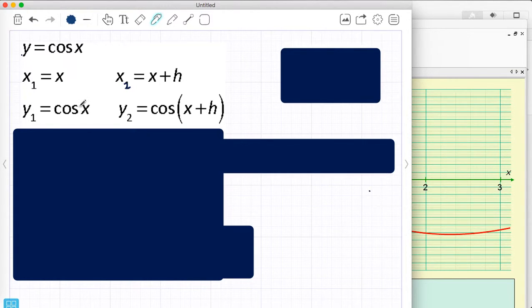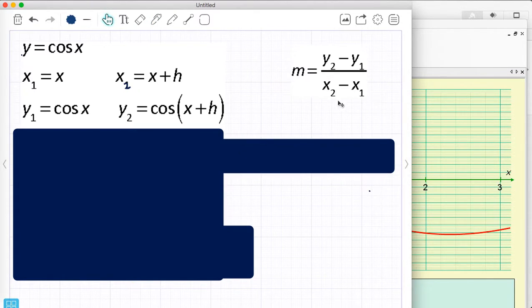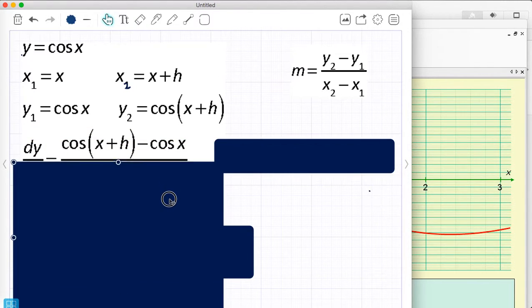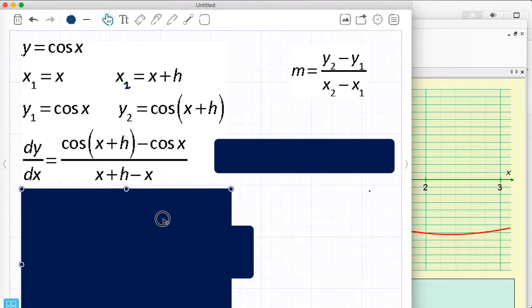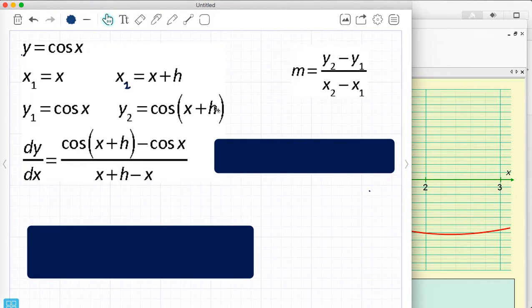y1 becomes cosine x and y2 becomes cosine, with this replaced with x plus h. And I have my gradient function as this. My gradient function is dy by dx. So I take dy by dx and I put y2 take away y1 over x2 take away x1. That should all be quite familiar to you.